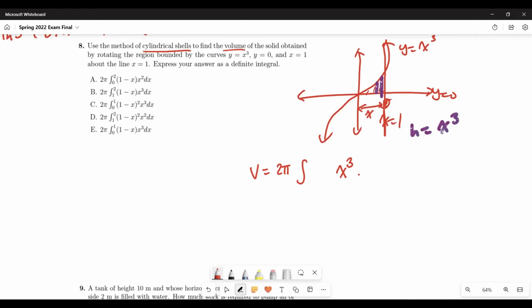And the radius of this is just x. Oh wait, no, it's not just x. Sorry. It's 1 minus x. That's why x equals 1. So the entire thing is 1, and this is x. So this radius in here is 1 minus x. Right, so this is going to be x cubed times 1 minus x dx, going from 0 to 1. So if you find the right choice for this one, that's exactly equal to option E, so the answer is E.